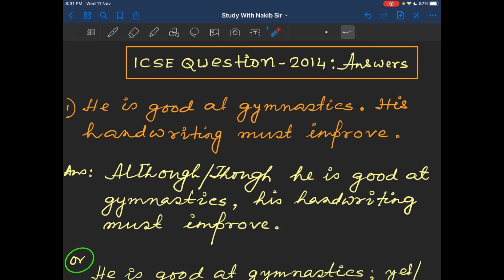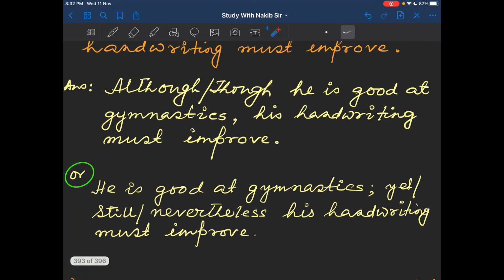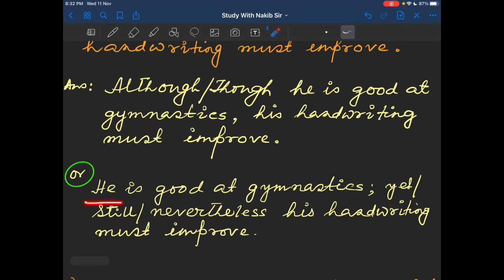So when you get this contrastive or adversative relation, you always use although or though or yet, still or nevertheless. Now see the answer. Although or though he is good at gymnastics, his handwriting must improve. This is the first answer. Or you may write this way. He is good at gymnastics, semicolon, yet or still or nevertheless, his handwriting must improve. Okay, very easy.